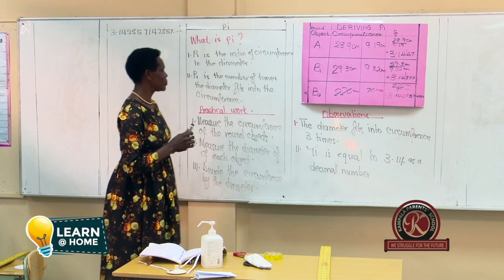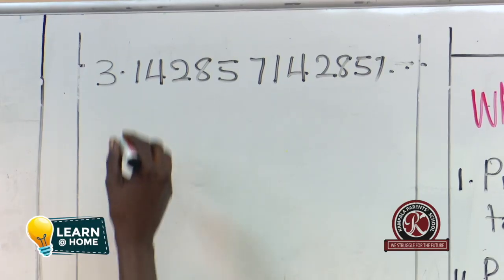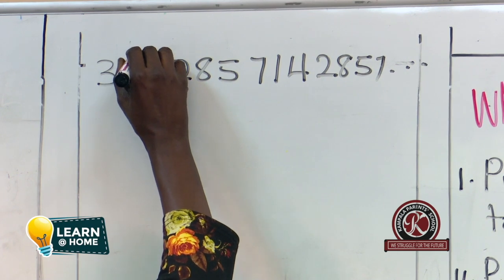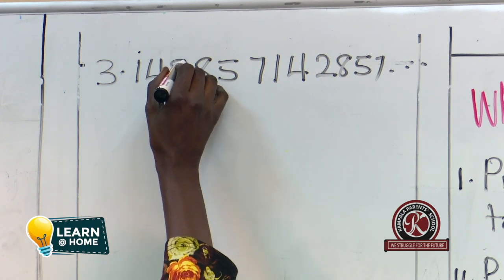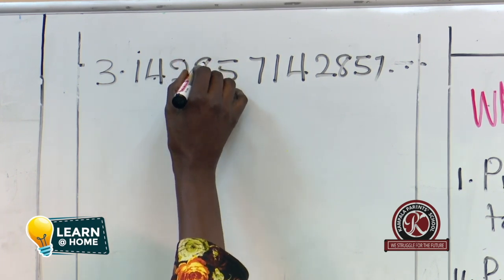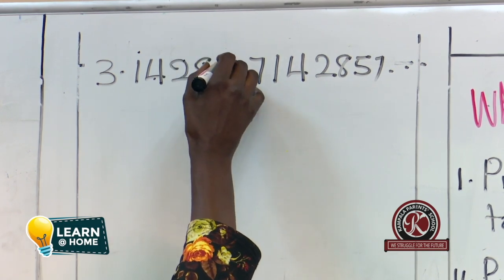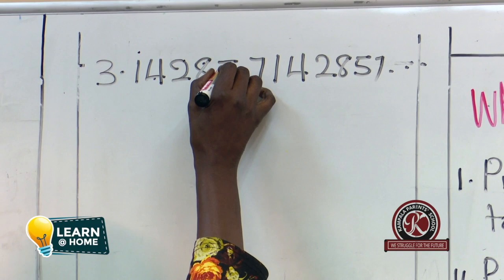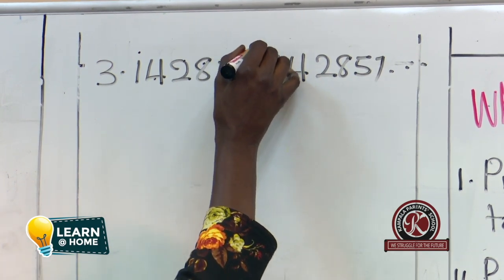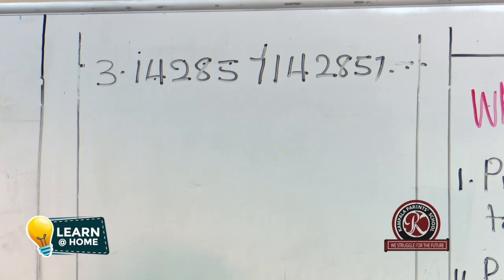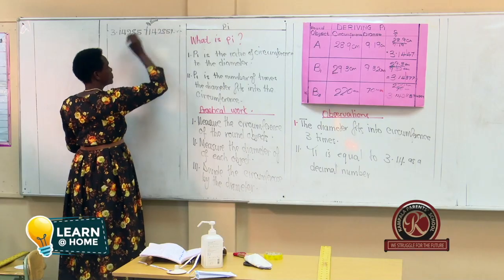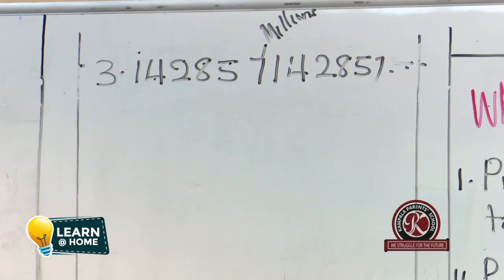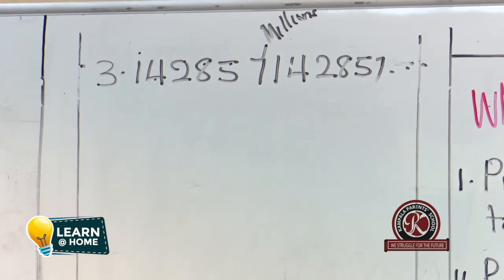What are we going to do? I'm going to put this. This place value here is tenths. Here is hundredths, thousandths, ten-thousandths, hundred-thousandths. Then the last one, where it started repeating itself from, is millionths. That is the place value of the last number. Take care of this. Today we want to find out where the 22 out of 7 has come from.